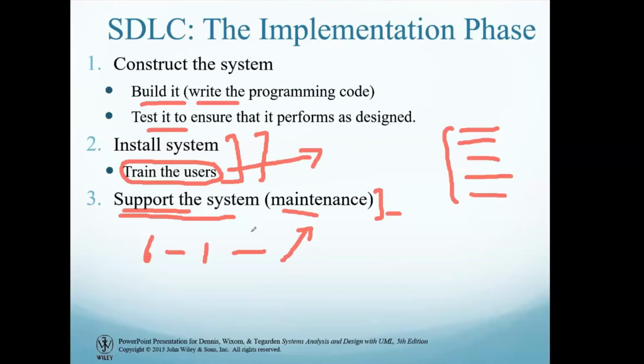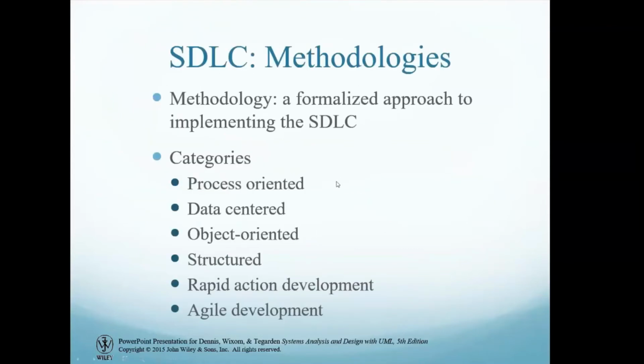There are different methodologies, and different methodologies have different styles. I think before this, not stages, actually different types of methodologies. Some methodologies are process oriented, so they focus too much on the process. Some methodologies are data oriented, they focus on data. Some are object oriented, we will talk about this later. Some are structure oriented, some need rapid action. Some are agile development. So let's see what the different system development methodologies are.